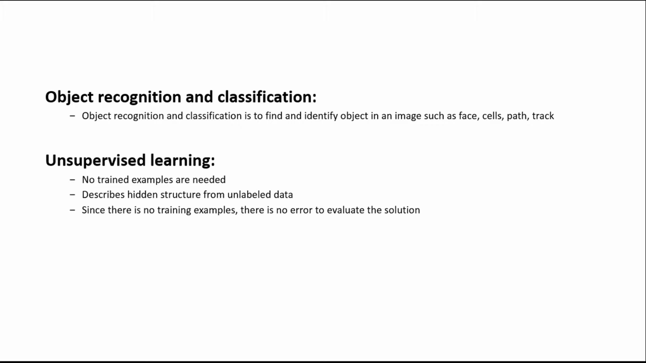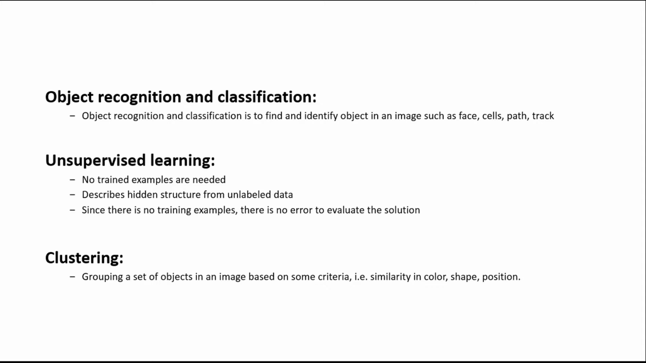Unsupervised learning, in contrast to supervised learning, needs no training data. It is used to describe some hidden structure from unlabeled data. For example, customer segmentation in a clothes market. Since there are no training examples, it is difficult to choose a criterion to evaluate a solution.